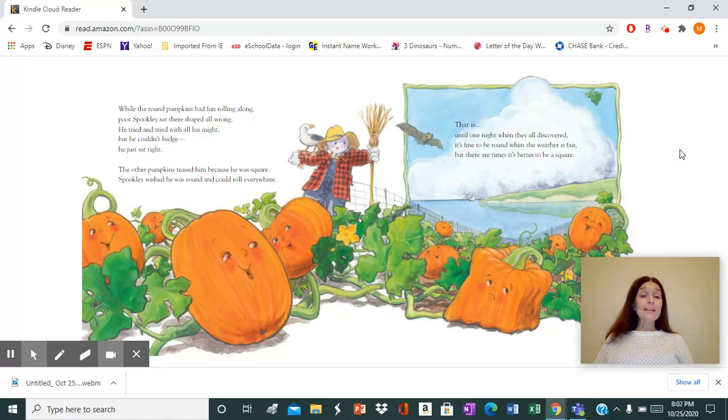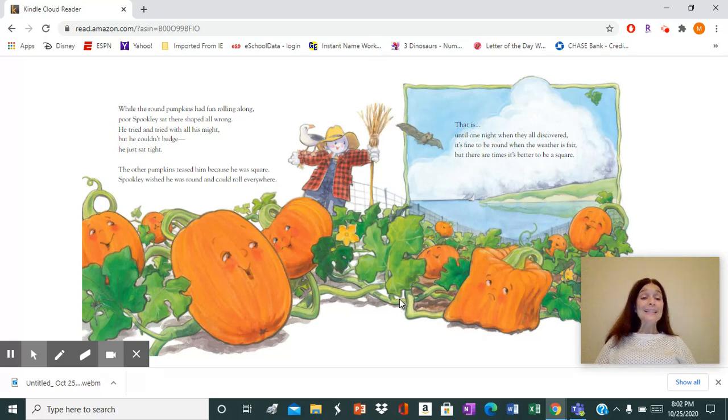While the round pumpkins had fun rolling along, poor Spookley sat there, shaped all wrong. He tried and tried with all his might, but he couldn't budge. He just sat tight. So all the round pumpkins are rolling and having fun because objects that are curved and round can roll, but objects that are square with straight edges cannot. He can't move. He's stuck in one spot.